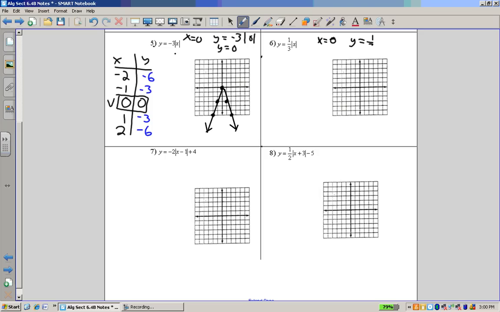y equals 1/3 times the absolute value of 0. Well, the absolute value of 0 is 0, times 1/3 is simply 0. So set up my x, y chart, and we have 0, 0 as my vertex. Now I'm going to go up 1, up 2, down 1, down 2 from that point. Let's go ahead and see what happens when we plug these points in.